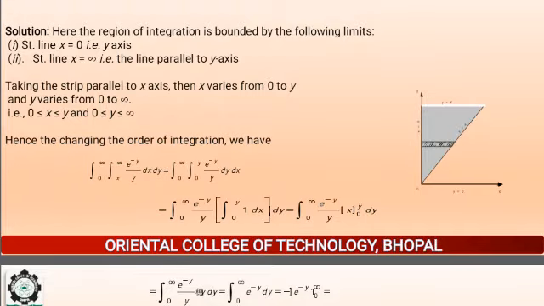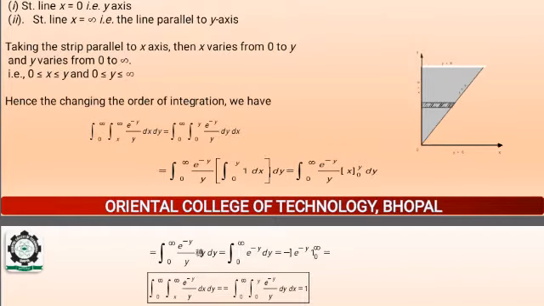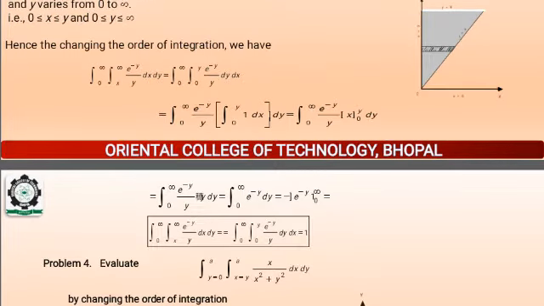Here first we have to integrate with respect to x, and e to the power minus y upon y will be constant here. Then integration of 1 is x, and after taking limits we have integral 0 to infinity of e to the power minus y upon y dy. Y will be cancelled here, and then integration of e to the power minus y is minus e to the power minus y, and the answer will be 1.